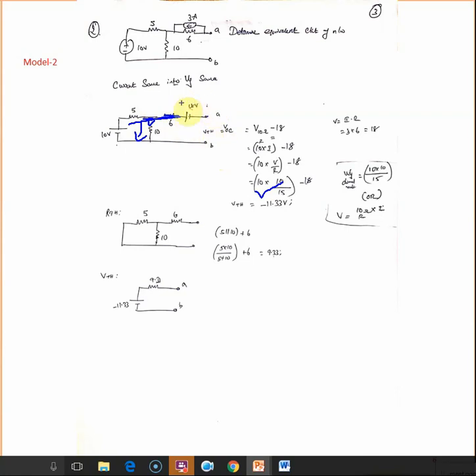But here you can see the sources are there. What is the source direction? You have to see. Your direction of the sources is this type of method. A is minus with respect to plus, meaning minus 18 voltage you can write. If the source is present here, it means plus value. If the source is present here, it means minus value. That is the only thing you need to keep in your mind.